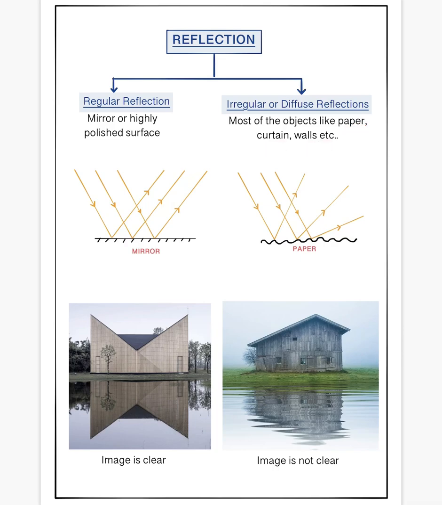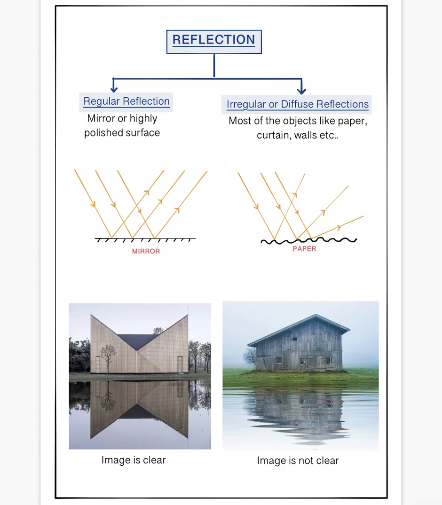Now, did you see these two images? This image is clear because here regular reflection has taken place. This image is not clear because here irregular reflection has taken place. In this case, the water is still. In this case, the water is not still. It is moving a little. It has got rough surfaces. So what happens here is irregular reflection takes place. So the image formed will not be clear.